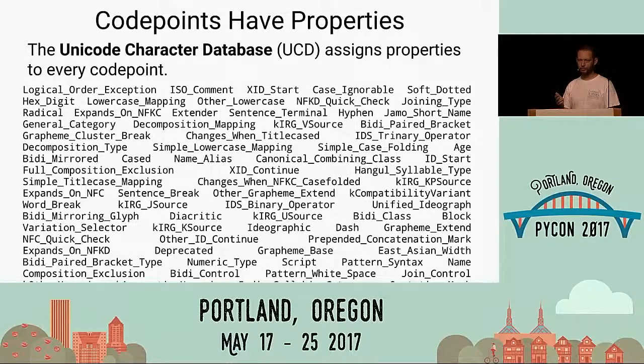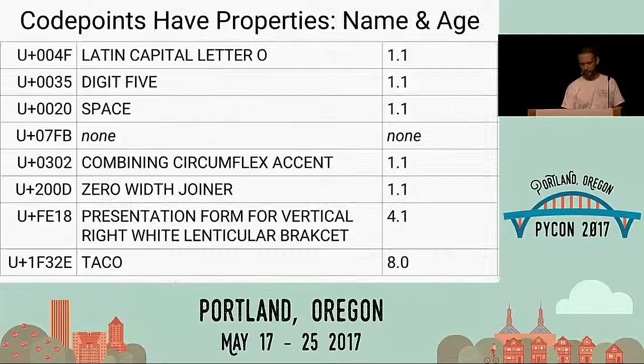It can help you when you do have some problem you're trying to debug where some particular string has weird behavior, you don't understand why. Understanding what these different properties mean can be helpful. So let's look at a couple properties. Here's name and age. We've already seen name.